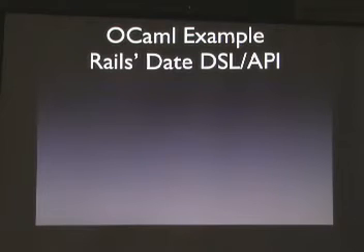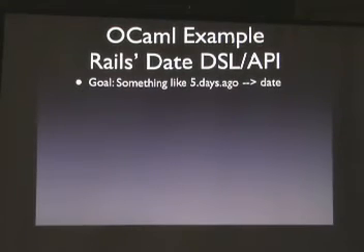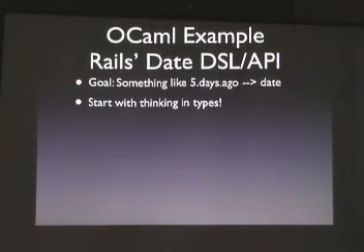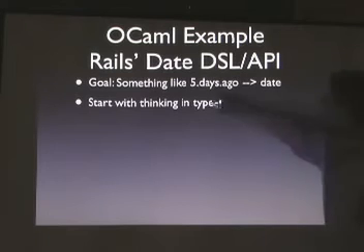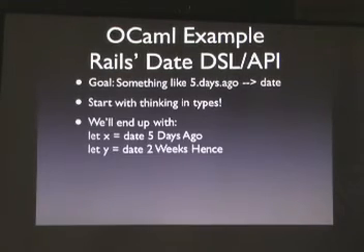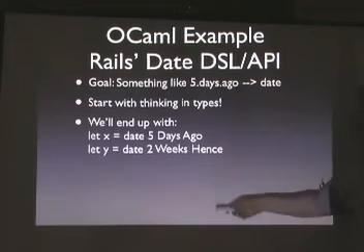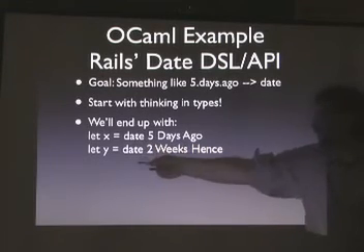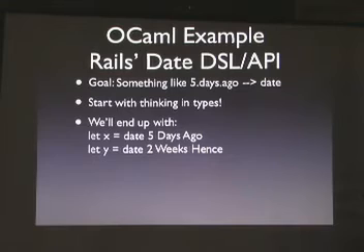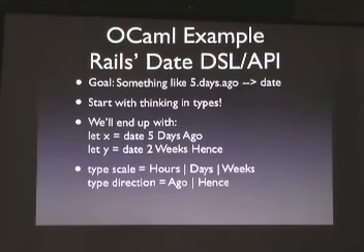But finally, my favorite example of OCaml is hijacking Rails' date DSL API thing. That's that thing, 5 days ago, goes to some useful date function. So if we've got these things kicking around, let's start by defining the useful types which capture what these values might be. And then once we've defined that and worked it through, we're going to end up with a statement like: let x be the date 5 days ago, let y be the date 2 weeks hence. Pretty easy to read, all things considered.